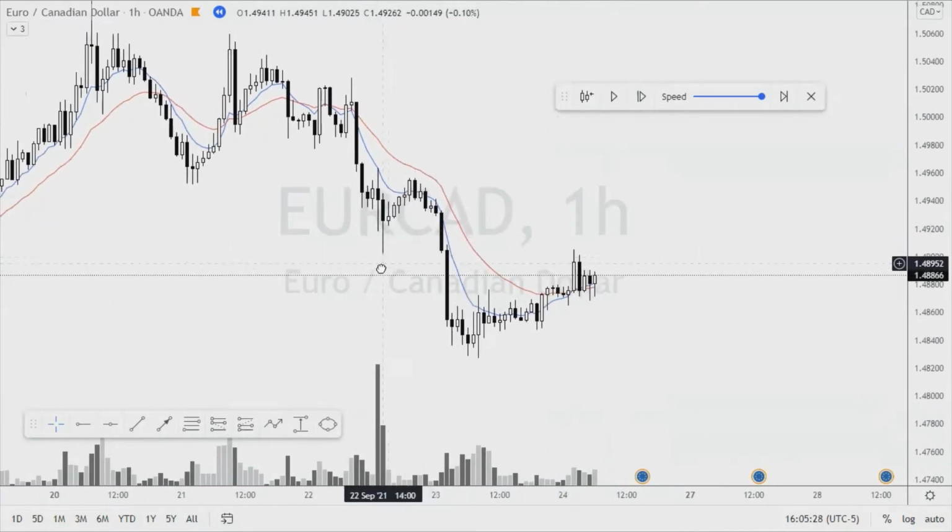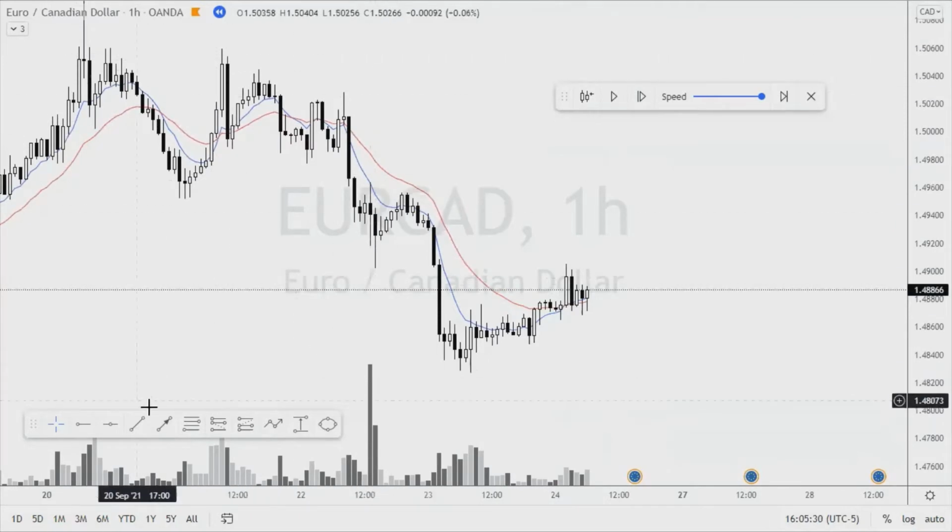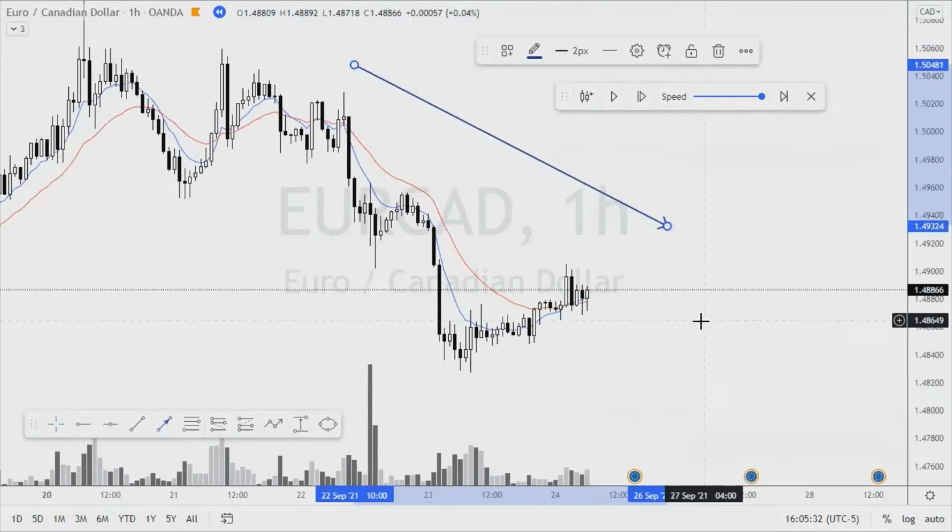Now, I like to see nice, good overall trends. Right here, we're going down, and it's pretty obvious that we're going down. Another way that I know it's going down is that the 8 EMA is below the 21 EMA. So we're clearly in a downtrend on the 1 hour chart right here.